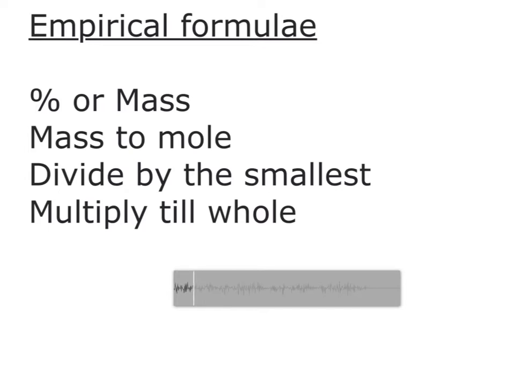Percentage of mass, mass to mole, divide by the smallest and multiply till whole.